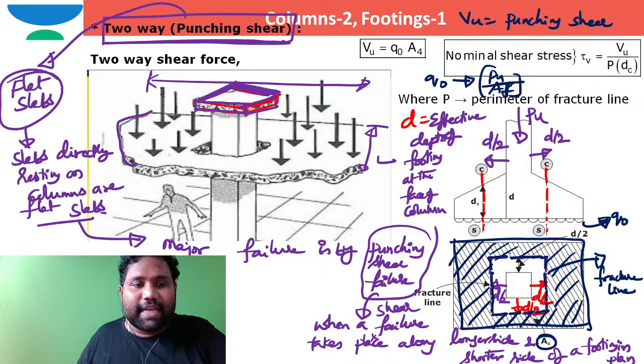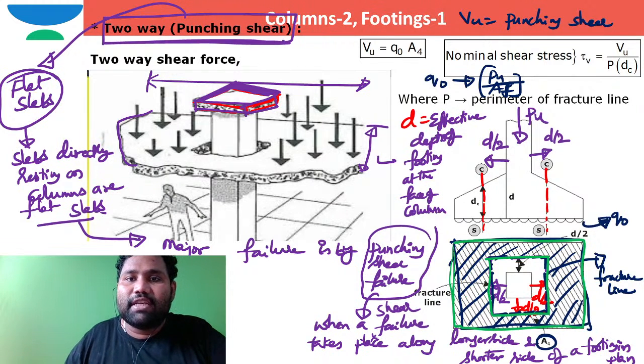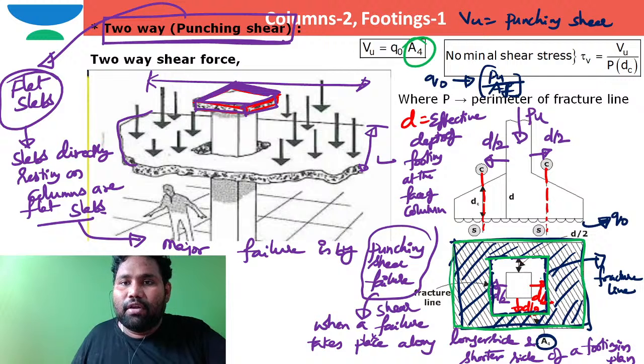From the bigger rectangle, let me show. This bigger rectangle, if I remove this area of this smaller rectangle, then the area will be the area of the hatched one, right? The area of the hatched one is nothing but A4. Now coming to this A4, you can easily work it out.